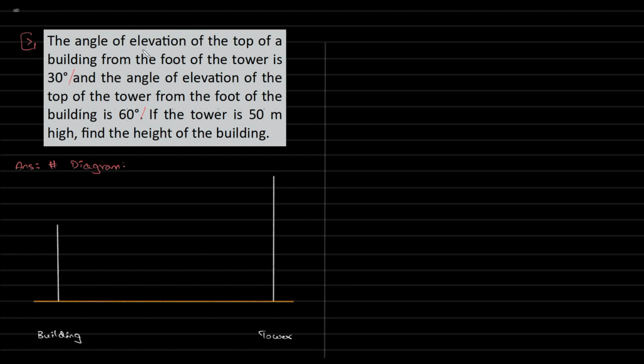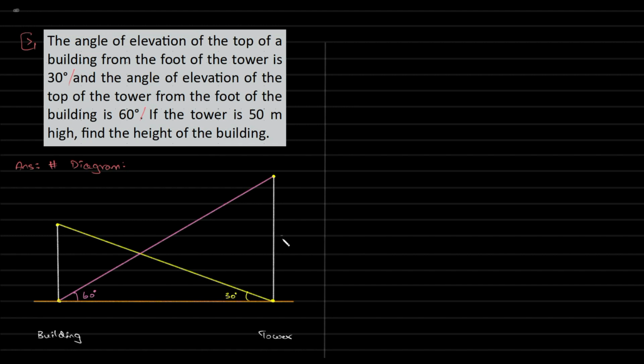So let's see the angle of elevation of the top of the building. We are watching this from the foot of the tower, from here. So basically, this is your line of sight. This is 30 degrees, with your horizontal line. The angle of elevation of the top of the tower from the foot of the building is 60 degrees. So the top of the tower from this, this is our line of sight, right? And this is 60 degrees. So this is your diagram.